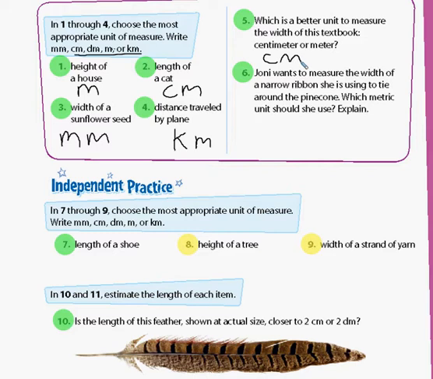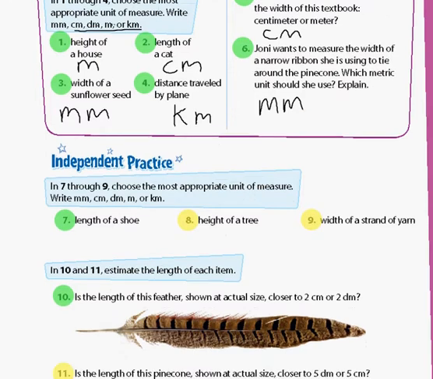Okay, question number 6. Joni wants to measure the width of a narrow ribbon she is using to tie around a pine cone. Which metric unit should she use, and explain? Okay, and she would use millimeters, because the width of a ribbon, not the length of a ribbon, would be very narrow. A narrow one would probably be less than a centimeter. And millimeters is the smallest metric unit of measure that we use in 4th grade.